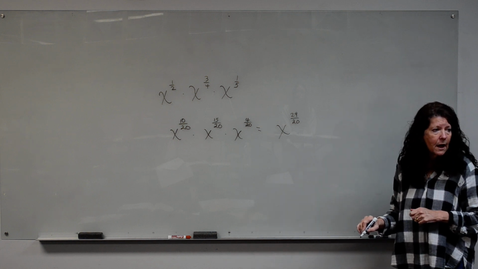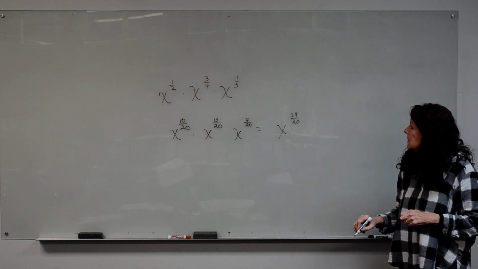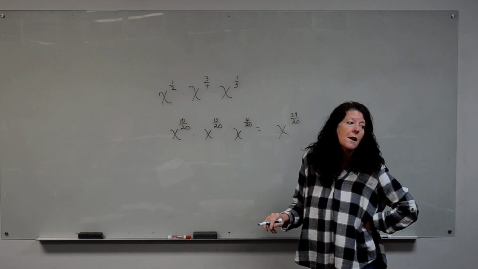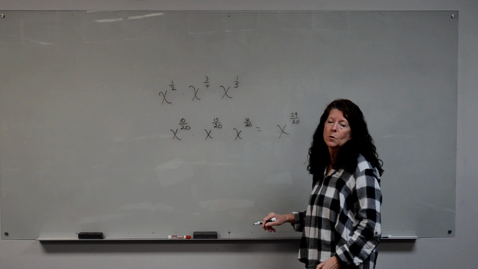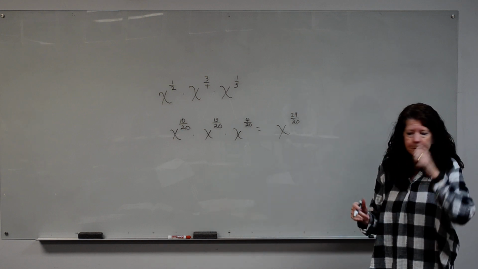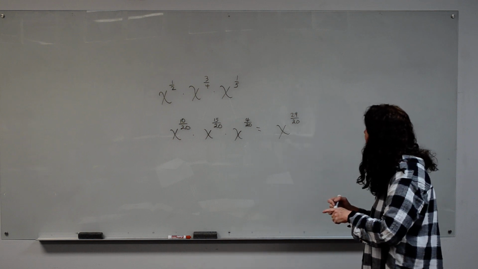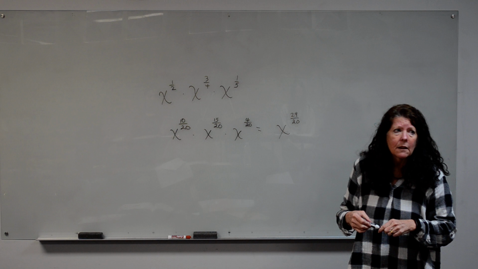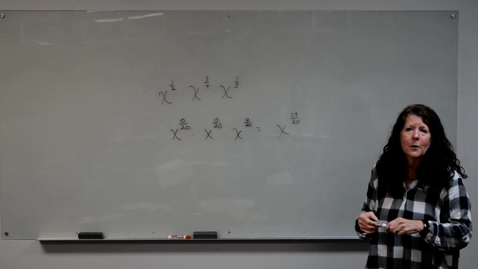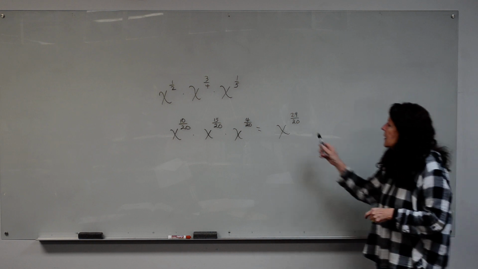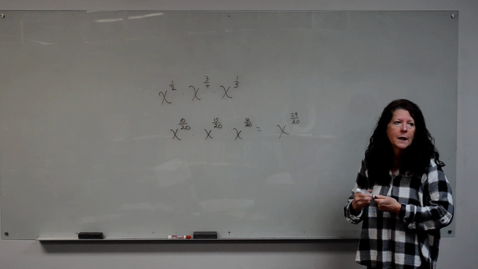Is that not what you have? I got 3 over 40. You got 29 over 20. Did you put parentheses in there? I did half times 3 over 40. No, not times, you're adding. The base number's the same, you're adding those exponents. It should give you 29 over 20 when you're done.